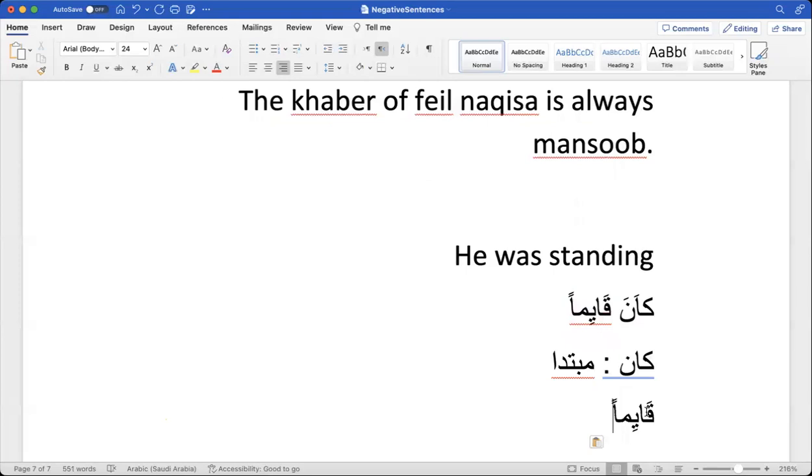This is called khabar of kana. Khabar of kana. Why khabar of kana? It has to be distinct because khabar is generally, in jumla ismiya, another marfu, but this is not a marfu. This is what? Mansoob. That's why it's called khabar of kana. Okay, so to distinguish it, that I am speaking about fi'l naqisa, jumla ismiya, right?